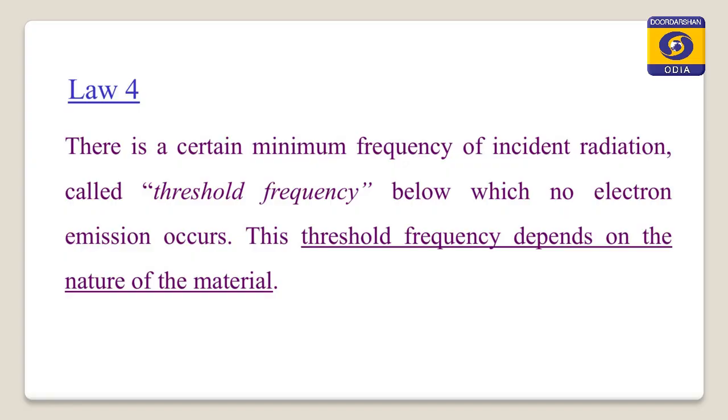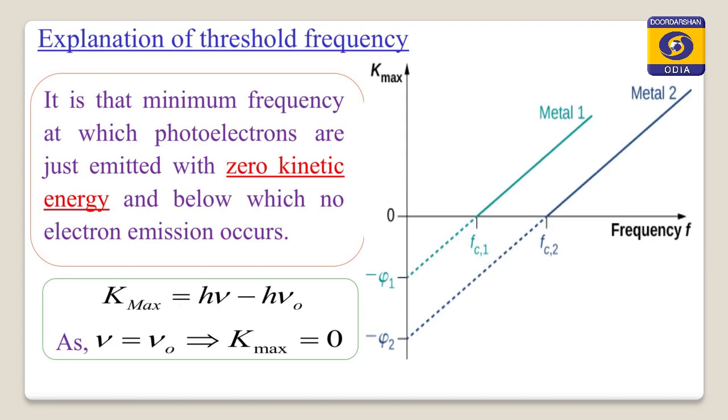Now, let us come to law 4 of photoelectric effect. There is a certain minimum frequency of incident radiation called threshold frequency, below which no emission occurs, and this threshold frequency depends on the nature of the material. It is a constant for a metal and it does not change. Threshold frequency is the minimum frequency at which photoelectrons are just emitted with zero kinetic energy, and below which no electron emission occurs.